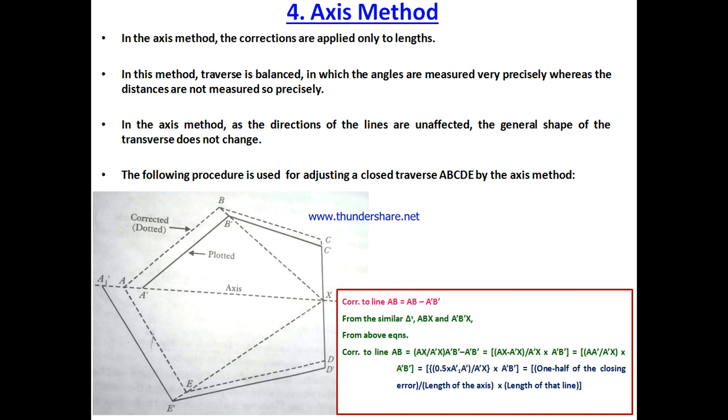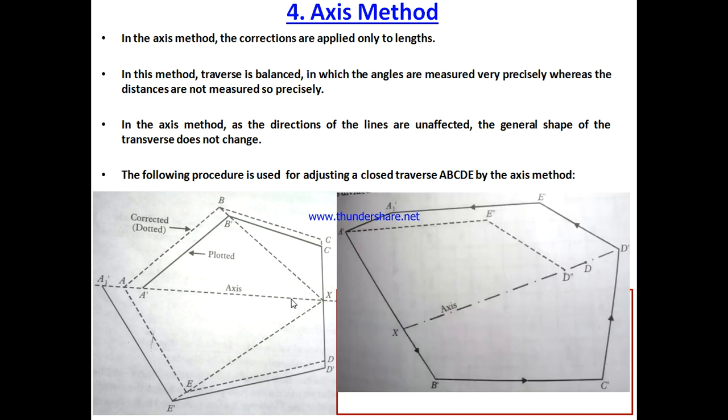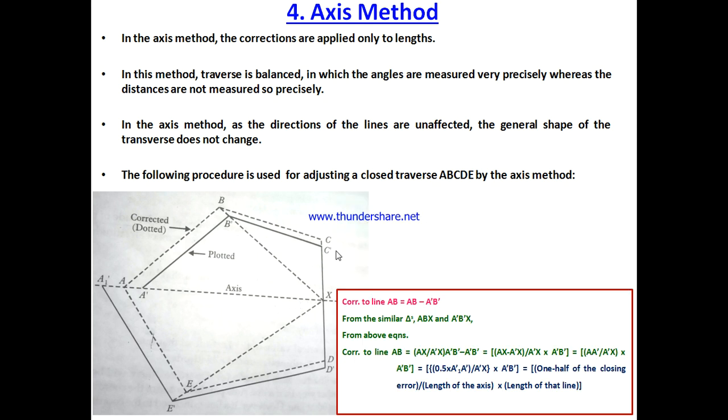We need to join the points A1 dash and A dash, okay, and then we need to produce this line A1 dash A dash somewhere here up to the extent such that it will cut the C dash D dash line somewhere at X, okay. So this particular line, A1 dash X, is known as the axis of the traverse, which is dividing the traverse into two equal halves.